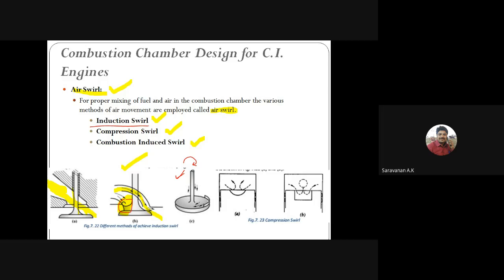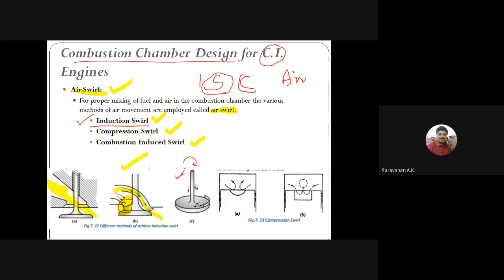Then the second one is the compression air swirl. For the suction stroke, I already told that the combustion chamber design is very important. Why? Because in CI engines, for the suction stroke and the compression stroke, the only working substance is the air. While sucking, the air has to have some air movement. That is called the induction air swirl.